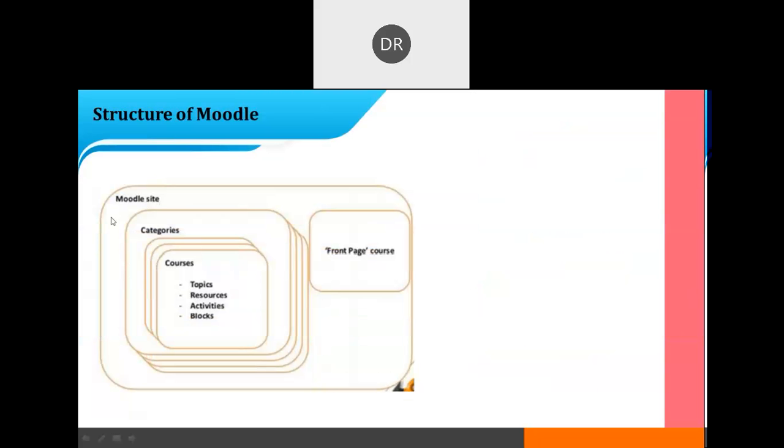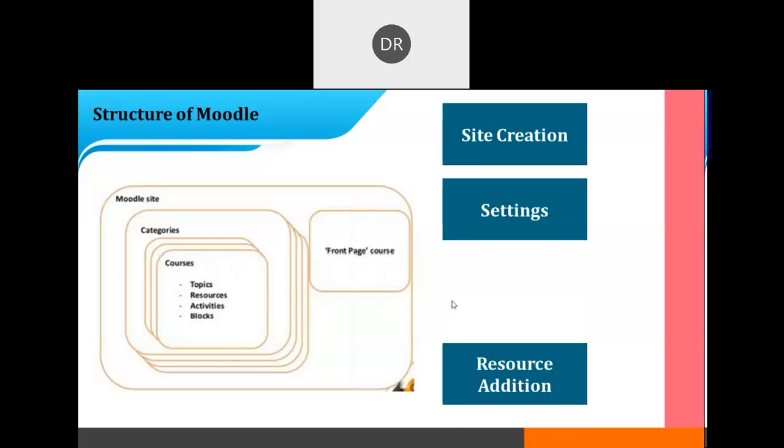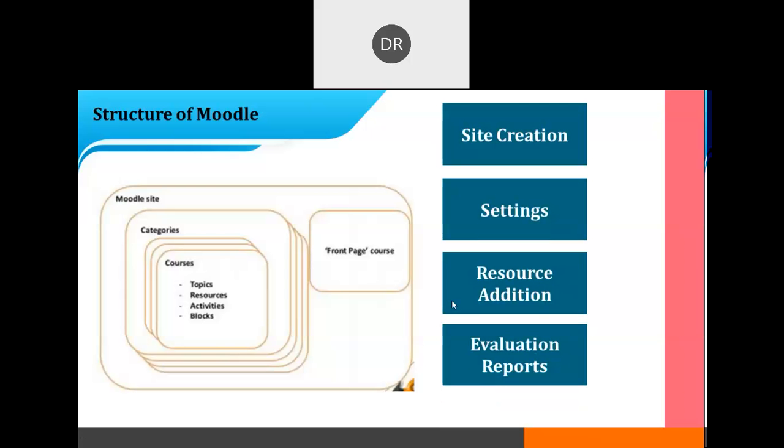So first of all, we have to create the Moodle site, then categories, then course management, and also the front page setting. It is divided into 4 parts: site creation, settings, resource addition, and evaluation reports. This is how I have divided it, depending on the category structure of Moodle.